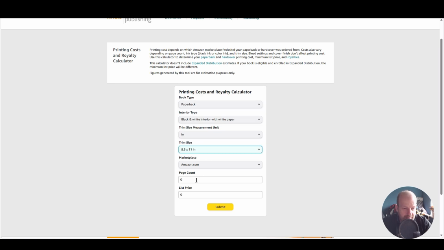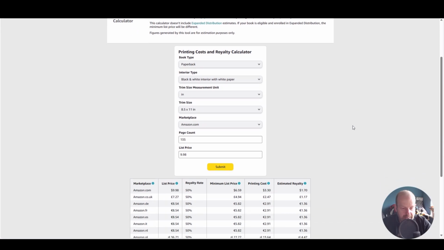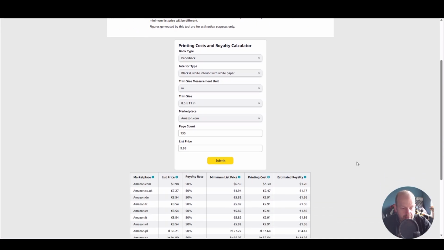Normally they're 8.5 by 11, and they are 135 pages because there's a lot of stuff in them. And let's price this at $9.98. So at $9.98, I am under the $9.99 minimum, so I get the 50% royalty rate. The minimum list price, remember, is the printing costs divided by the royalty rate. So basically at 50%, you're going to double your printing costs. So the minimum price is $6.60-ish, $6.59. So out of that, I'll get $1.70.